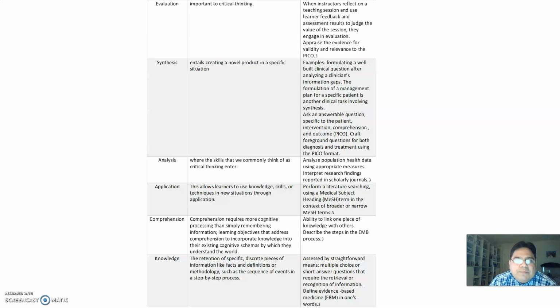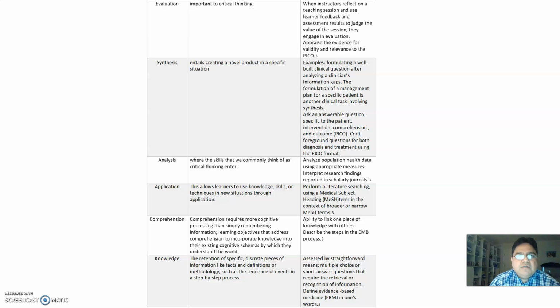The next category would be synthesis. This is more of creating a product or process for a specific situation. Ways to evaluate this form of knowledge is through asking, for an example, a question regarding a patient in regards to intervention, comparison, and outcome, or the synonym PICO. Another way would be to craft a foreground question for both diagnosis and treatment using the same format of PICO.